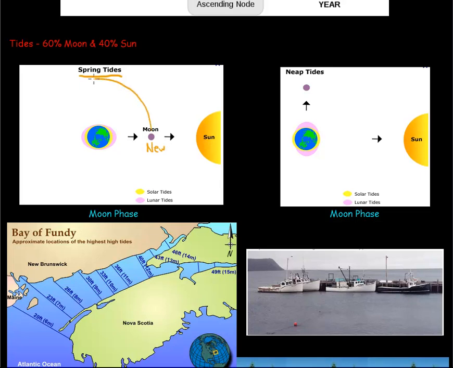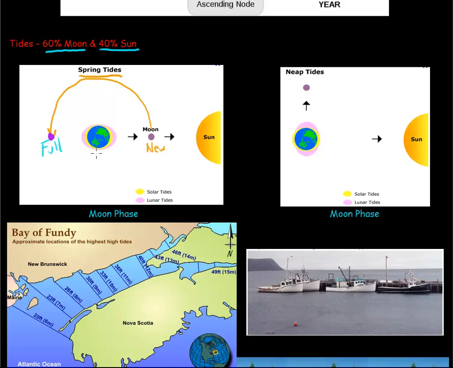This is supposed to be an animation, but it's not. It can also happen with the moon at this location. And what moon would this one be? This one would be a full moon. Tides are 60% caused by the moon, 40% by the sun.